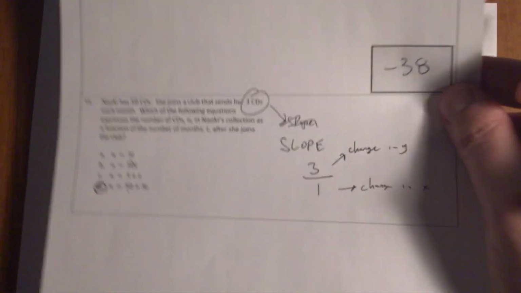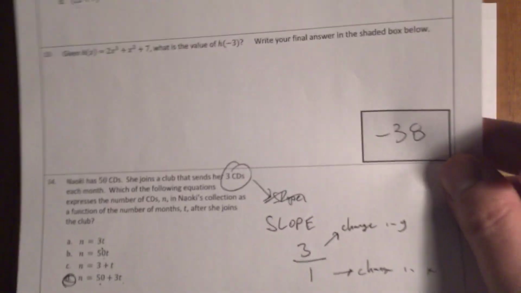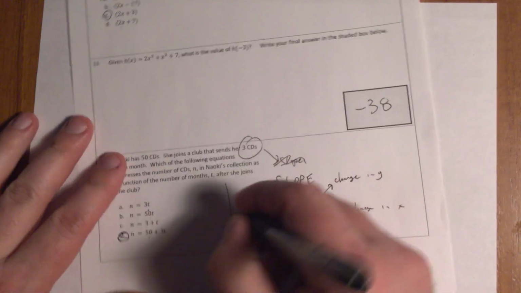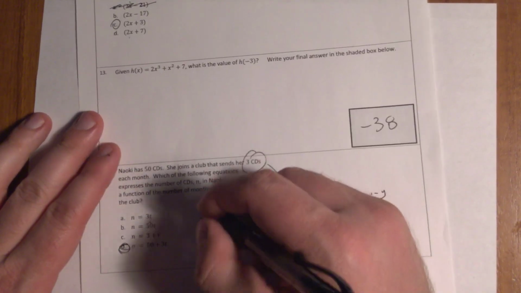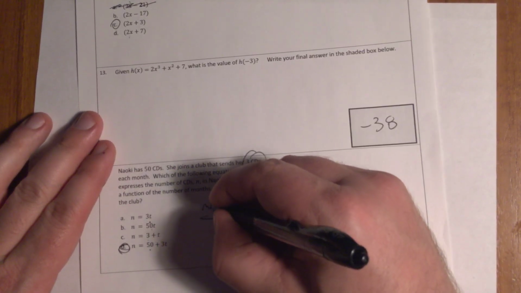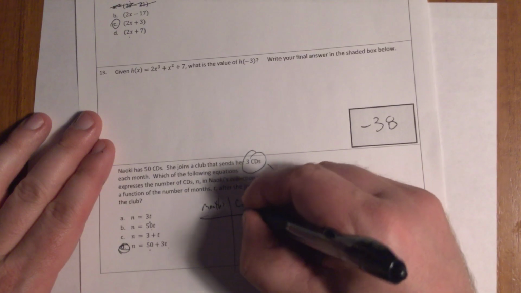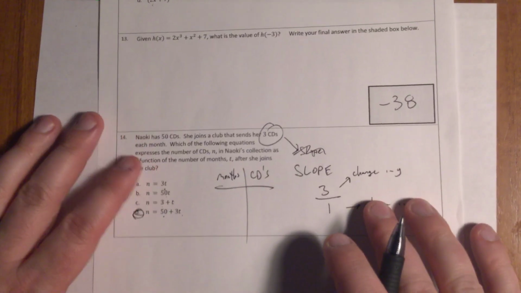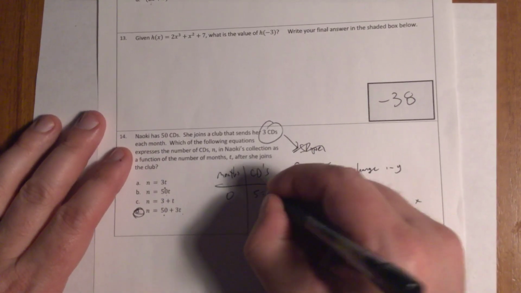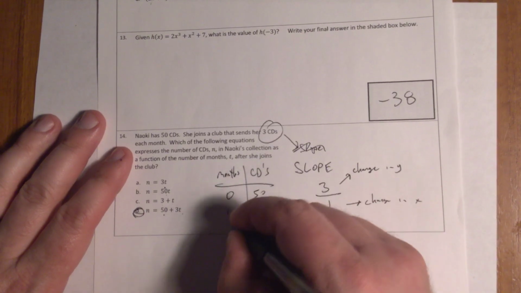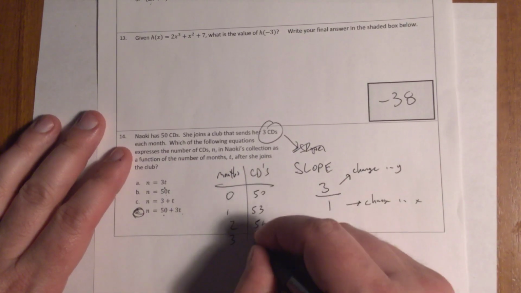Boom, easy. If you're not sure, you could also just graph it, right? Maybe a table is a good way. If I think of months and CDs, tables are a great way to help you on this test. Okay, 0 months, she has 50, and it's just increasing like this, right?